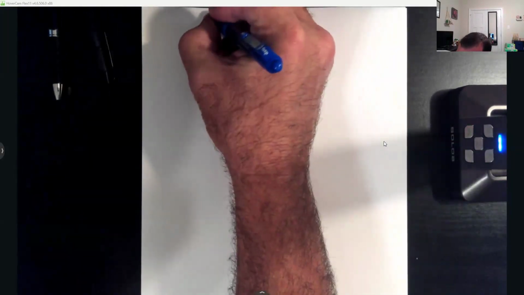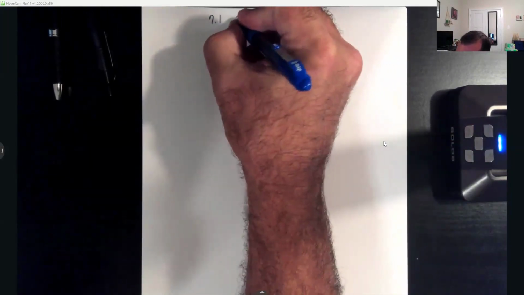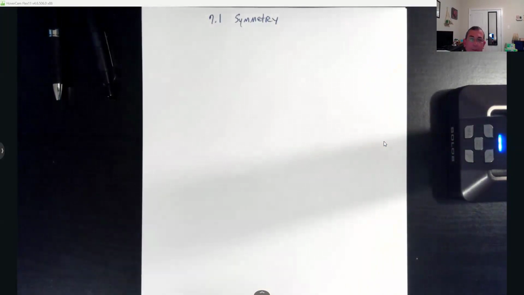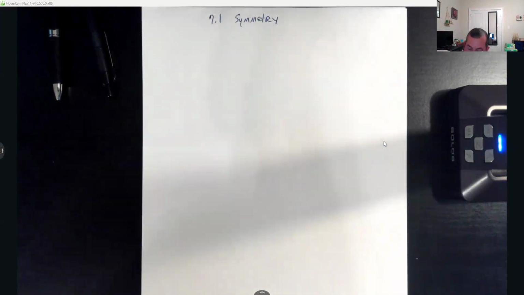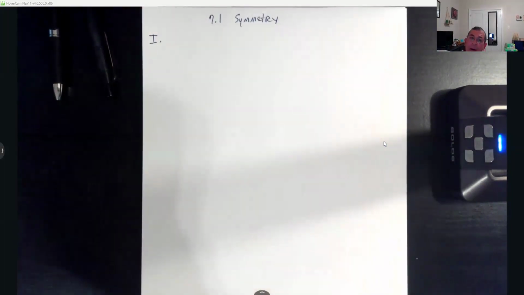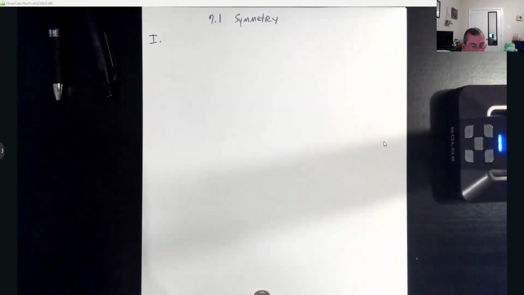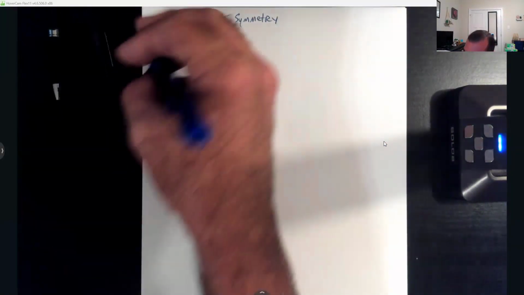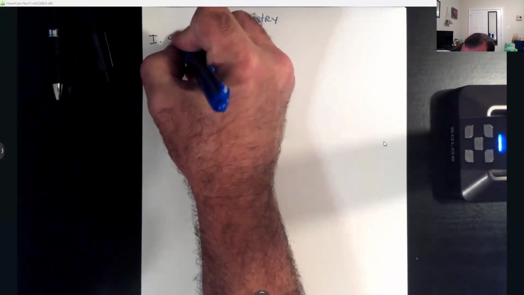All right, y'all, so test 2 material starts in 7.1, and we're looking at symmetry. So symmetry is going to have 3 things we look at. Now we're talking about graphs, okay? So a graph can be what we call symmetric to the y-axis.